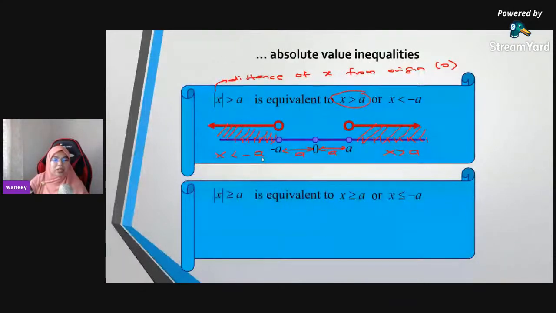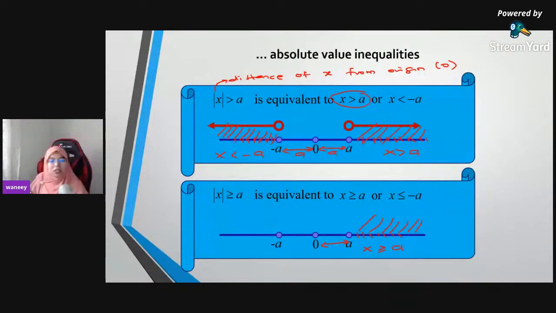Okay, so now another one. The modulus of X greater than or equal to A. So that is almost similar to what we have previously, except that we must have a dense circle or a filled circle. Again, the distance should be greater than A. So we have 0 until A, the distance is A unit. So I want the distance to be more than A. So the X will be on the right hand side here. So this is the region, and we are going to the right hand side. So this one should be X greater than or equal to A. Sebab kita ke arah kanan.